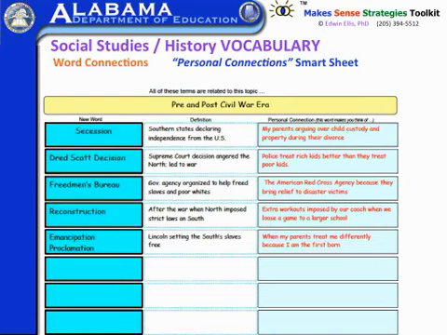Succession. It's basically the southern states declaring independence from the U.S. And personal connection: my parents arguing over child custody and property during their divorce. Well, that's succession, all right. Dred Scott decision. Supreme Court decision angered the North, and that led to war. Police treat rich kids better than they treat poor kids.